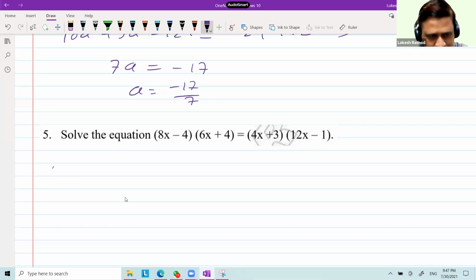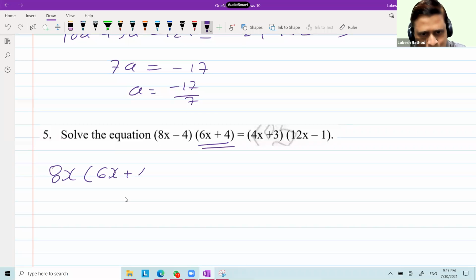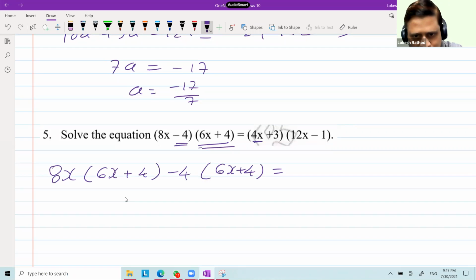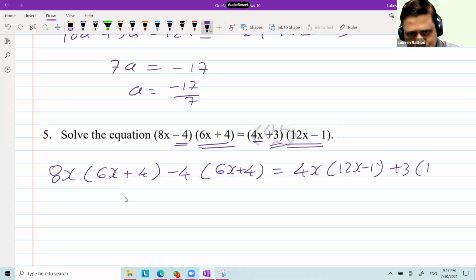So how do I multiply? First, 8x will get multiplied with this complete bracket, that is 6x plus 4. Then this minus 4 will get multiplied with this complete bracket, that is 6x plus 4. This side also the same thing happens. 4x will get multiplied with this complete bracket, it's 4x times 12x minus 1. And the same with 3 with this complete bracket, plus 3 times 12x minus 1. Okay. So once we do it, what do we get?